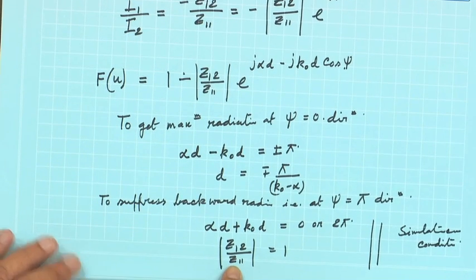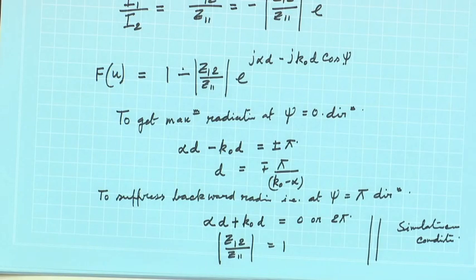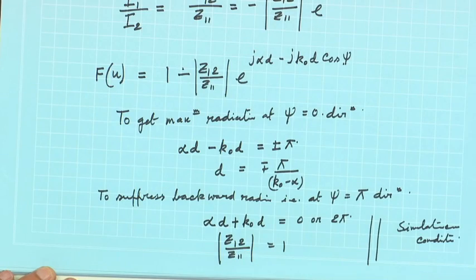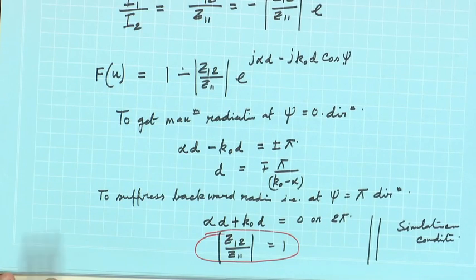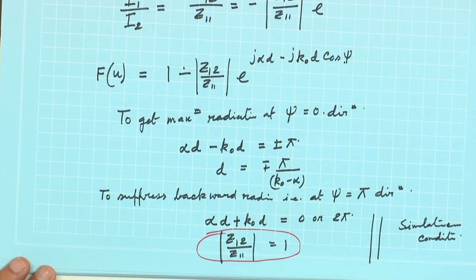But this second condition is not possible, because the mutual impedance is always much lower than the self impedance. That is why we were earlier neglecting it, and this condition we cannot meet. So, there will be some radiation; we want minimum radiation, but we cannot get a null. So, complete null is not possible in the backward direction.